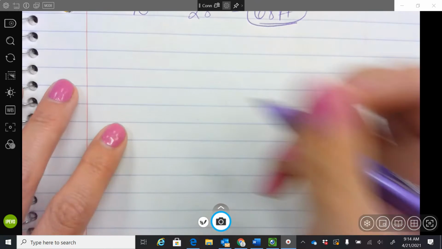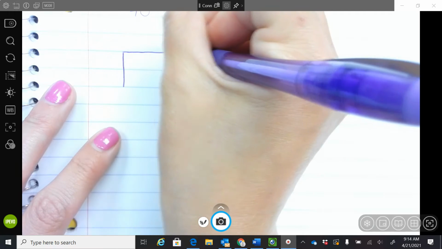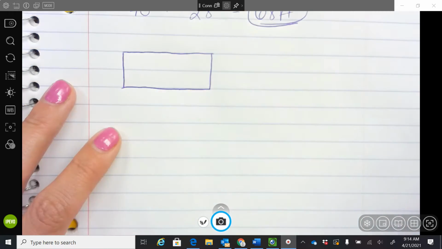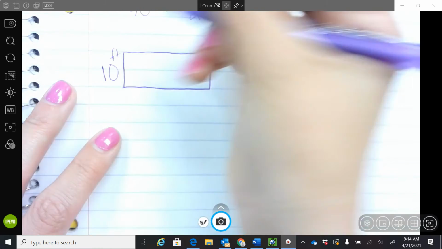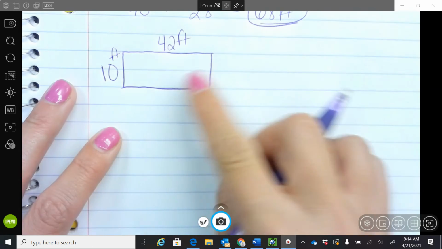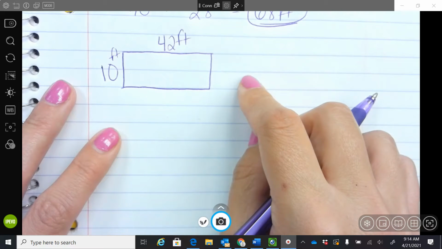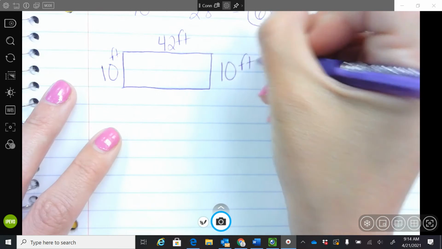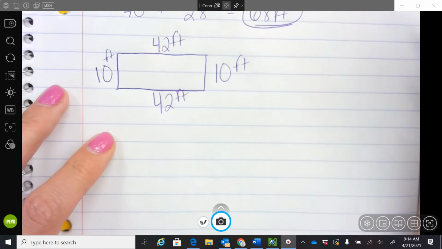Let's do one more example. I guess it's always easiest to think of a backyard. Let's say this is 10 feet. This is 42 feet. How do I figure out these two sides? Well, they're both the same length, so for 10, it's going to be a 10. And 42 is going to be a 42. So go ahead and find the perimeter for this one.